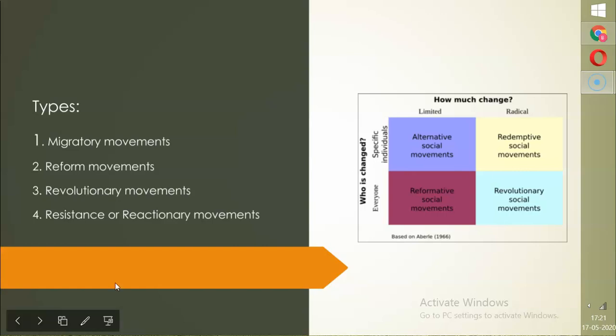And coming to the fourth, resistance or reactionary movements. These kind of movements are reactionary because they are mainly fundamentalist movements, might be religious, might be communal of any color, any creed, or any caste. And it doesn't have to be confined within a definite boundary. And reactionary movements may happen across the borders, and it is transboundary in nature.